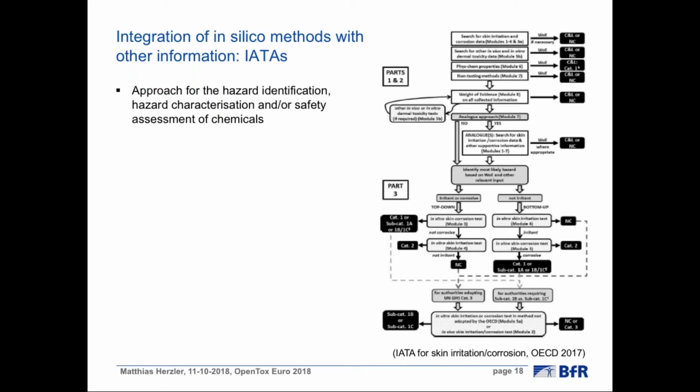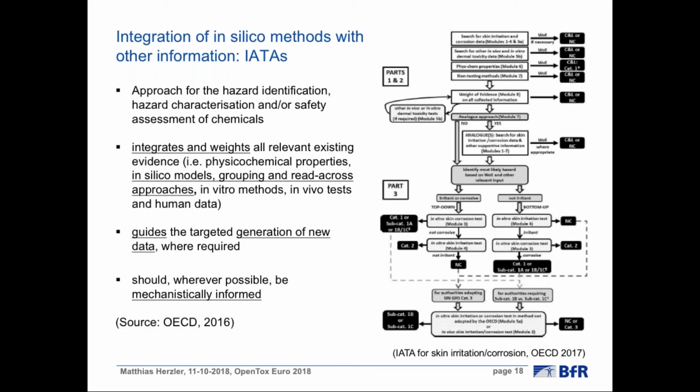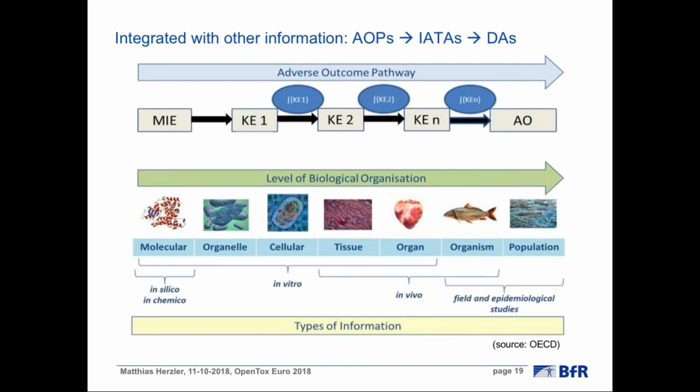So it's an approach for hazard identification, characterization, and safety of chemicals. It integrates and weights all relevant existing evidence, including in silico models, grouping, and read across approaches. And it also guides the targeted generation of new data where that should be required. So you identify data gaps, and some of the pipelines here lead to new testing as the last resort, as I said. And this should, wherever possible, be mechanistically informed. And we've heard about that. Mechanistically informed essentially means nowadays it would be good to have an AOP for this.